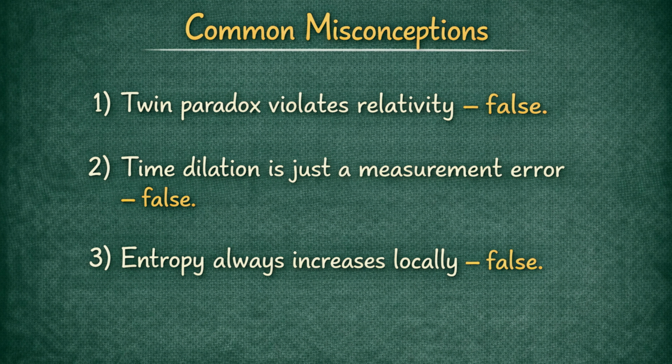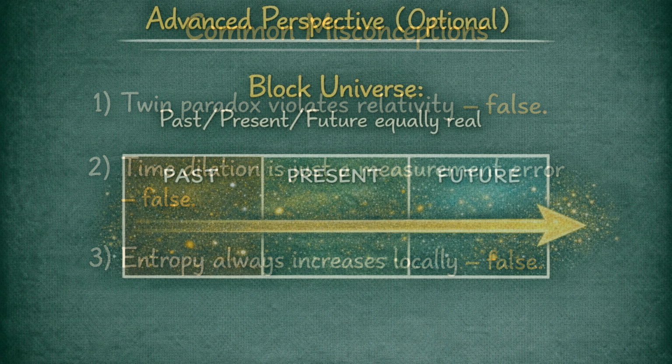Some misconceptions. The twin paradox is not a paradox once analyzed properly. Time dilation is not an illusion or clock error, it's intrinsic to space-time. And entropy usually increases only in closed systems. Local decreases with a greater increase in the surroundings are allowed. Clarifying these points keeps our understanding consistent with experiments and theory.